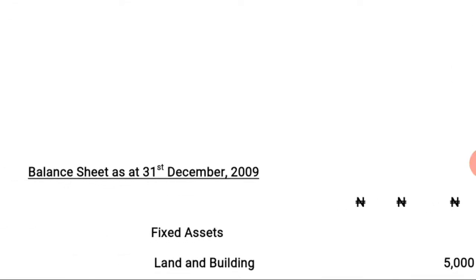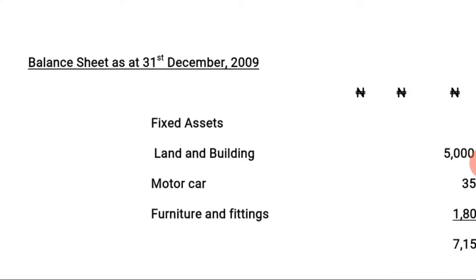So compare the net profit and the gross profit that we derive from this vertical format to that of the T format. You will realize that both are the same. So whichever method used in preparing your trading profit and loss account, you are going to get the same gross profit as well as the same net profit. So our net profit now is 1,361 naira.